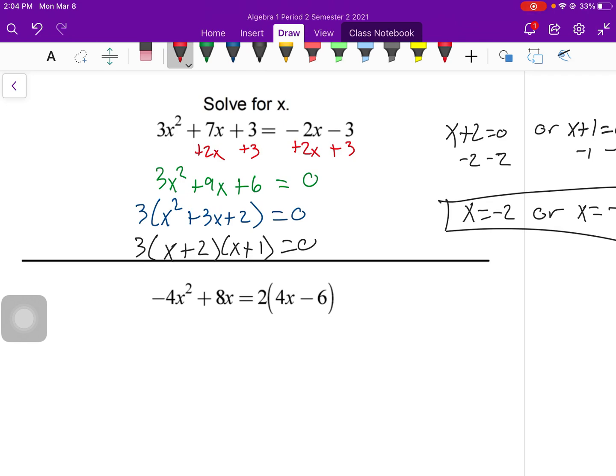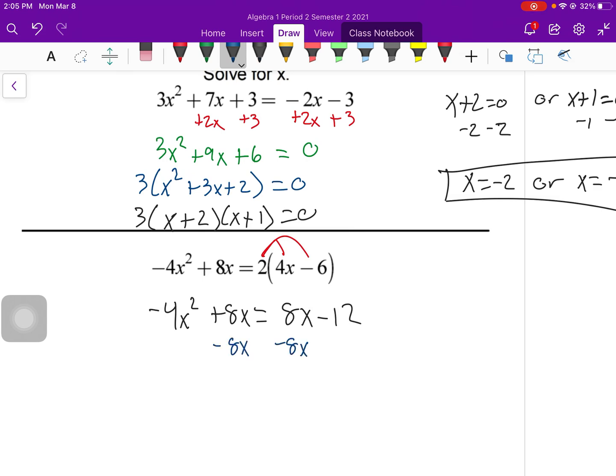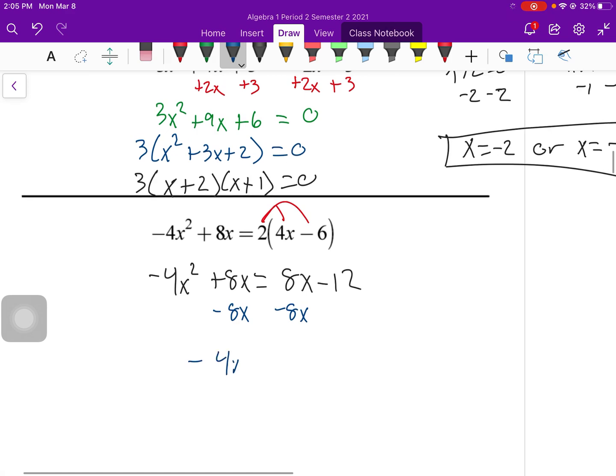Now for this next one, again, you don't always know what's going to happen, so simplify everything, get everything to one side first. So I'm going to start by distributing that 2. So the left side I didn't change at all, but the right side is now 8x minus 12. You might be able to identify it at this point, but if I subtract 8x from both sides, those are going to disappear. You'll be left with negative 4x squared is equal to negative 12.